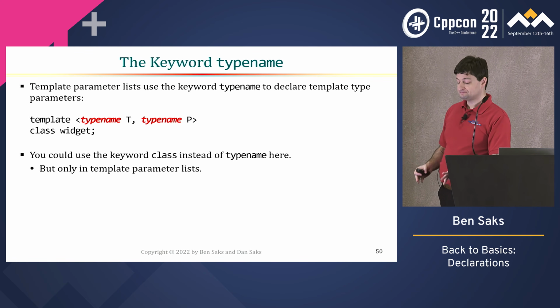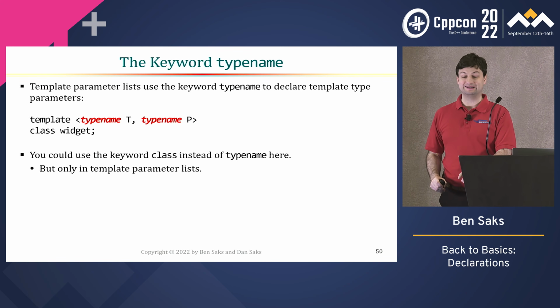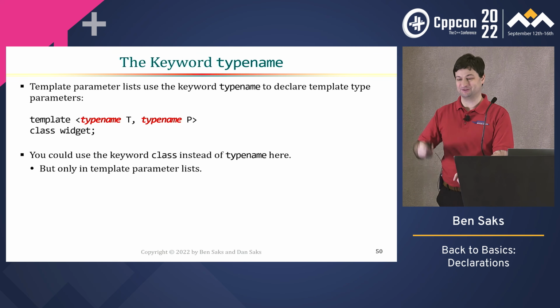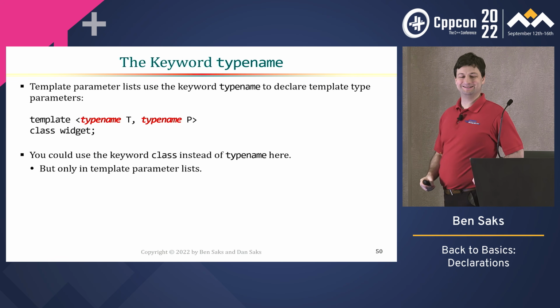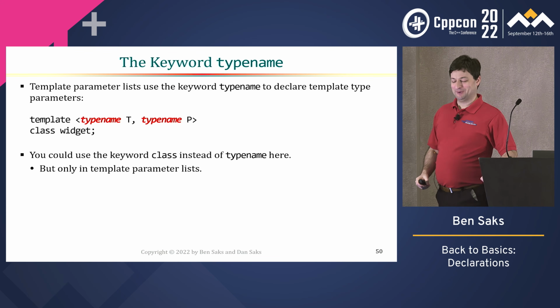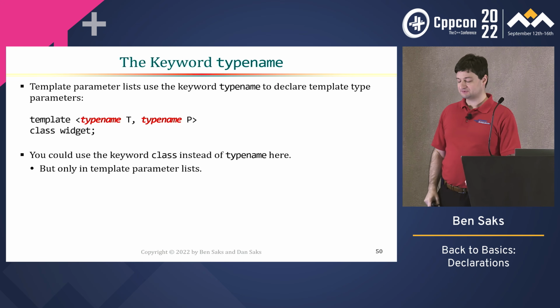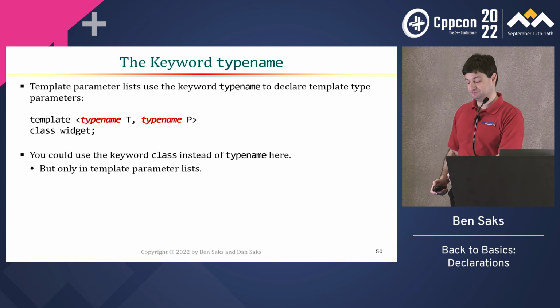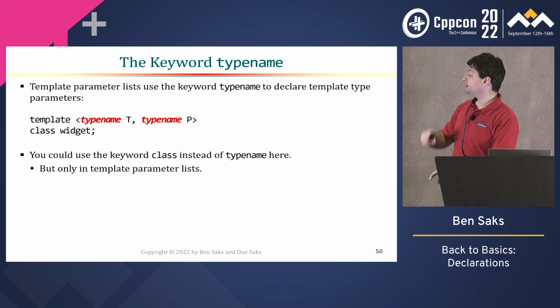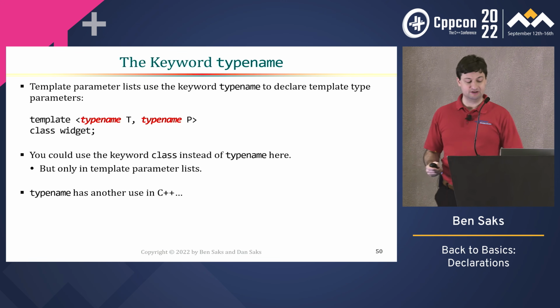Now here, I could use the keyword class there instead. That's what I get for talking about const for the last 10 minutes. You start going on autopilot. Yeah. You can use the keyword class there to declare T and P in template parameter lists. In this place, class and typename are interchangeable.